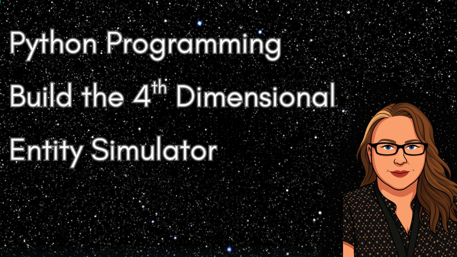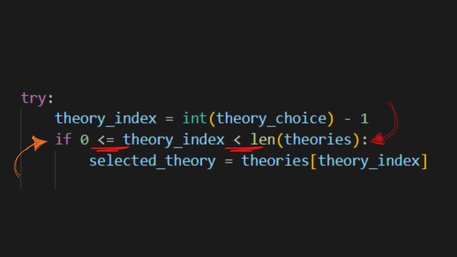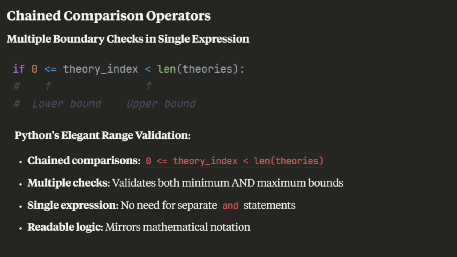Now we can take a look at this validation technique that's demonstrating multiple comparison operators working together. It says if 0 is less than or equal to theory index less than len theories. That's all on that one if line, followed by the colon, of course. We're demonstrating chained comparison operators here, and this is one of Python's elegant ways to validate that values fall within an acceptable range, using multiple boundary checks in a single readable expression.